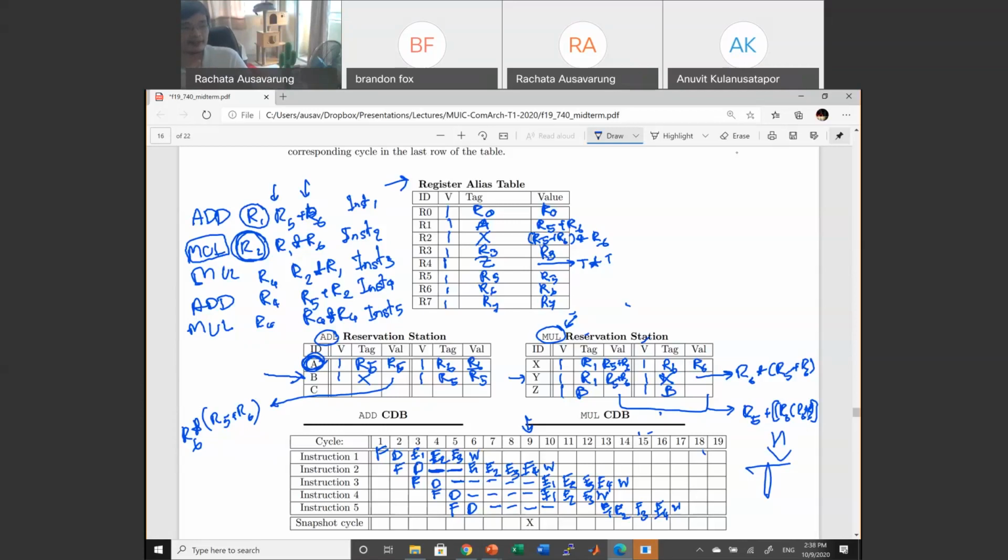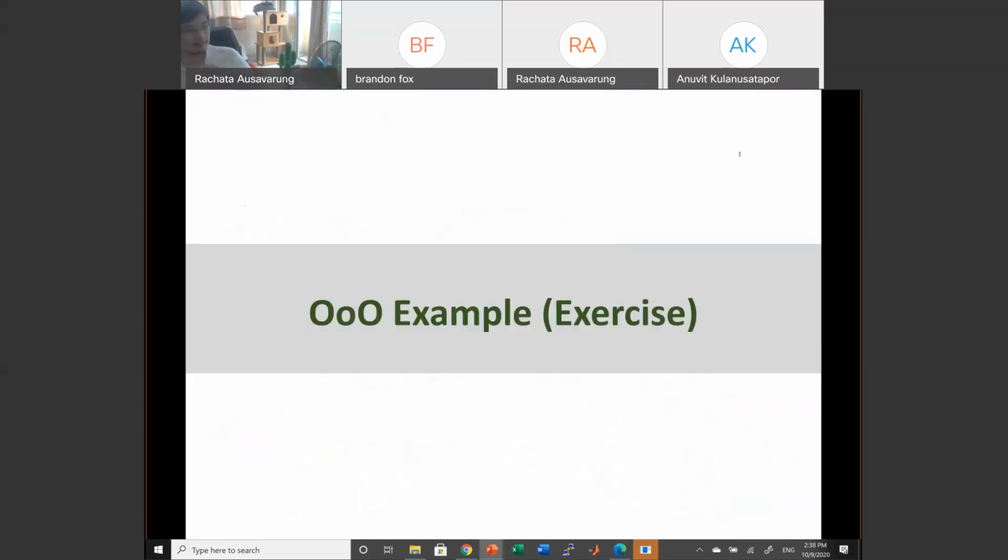The second benefit is you can dispatch the instruction whenever both the valid bit becomes 1. So that's it for the example. Any questions before basically we go through the review?